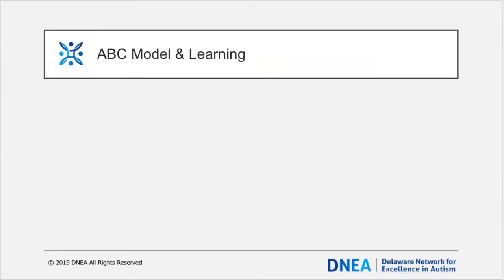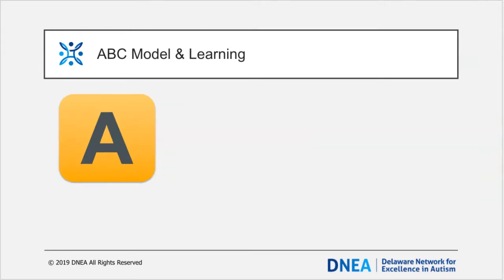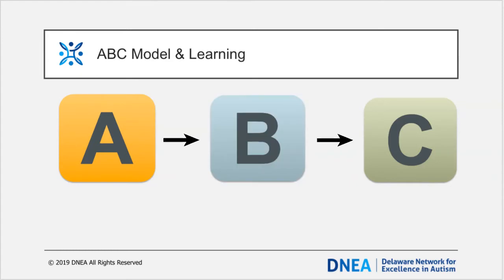When thinking about learning, it is helpful to consider the ABC model. Learning is a change in behavior as a result of an experience. When we adjust A, antecedents, and C, consequences, we can shape a person's experience to help them learn a new skill or task, known as the B, behavior.